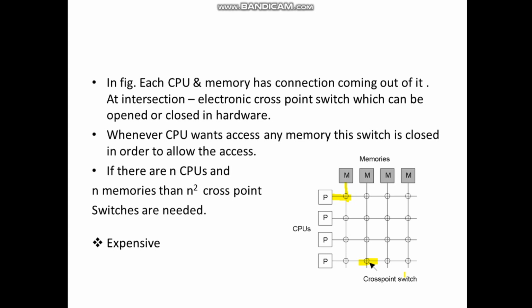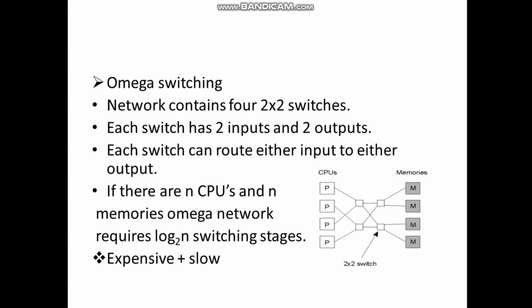This approach is expensive. We have the second option, which is omega switching. Network contains 4 2x2 switches. Each switch has 2 inputs and 2 outputs. Each switch can route either input to either output. Meaning of this is, each switch can route available input to available output. If there are n CPUs and n memories, omega network requires log to the base 2 of n switching stages. This is expensive plus it is slow.